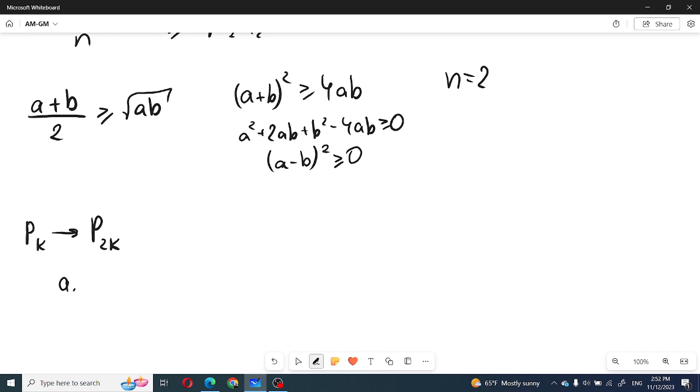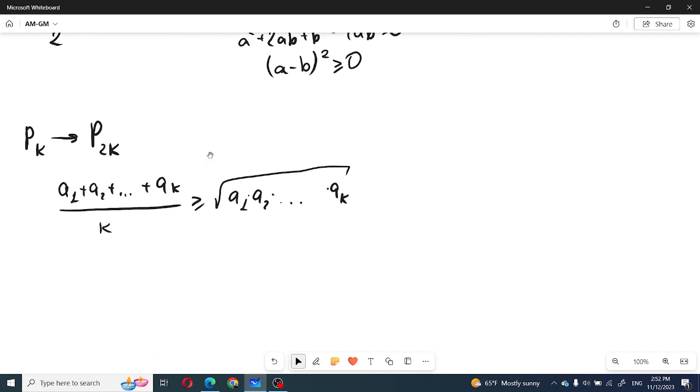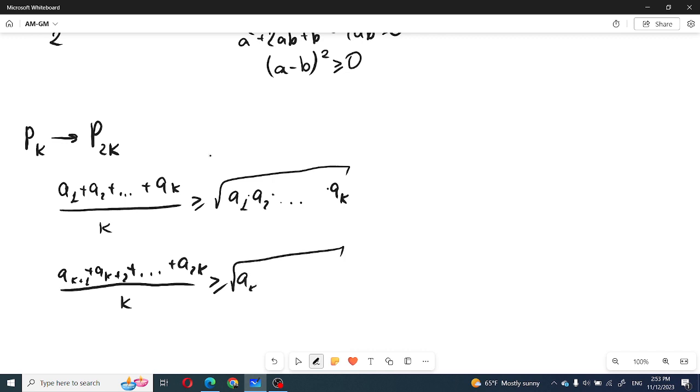So for every k numbers, a1, a2 up to ak, we know that their average is at least their geometric mean, the kth root of a1 times a2 times all the way up to ak. And now let's discuss another k numbers, ak plus 1, ak plus 2, all the way up to a2k. Their average will also be greater than or equal to the kth root of ak plus 1 times ak plus 2 times all the way up to a2k.